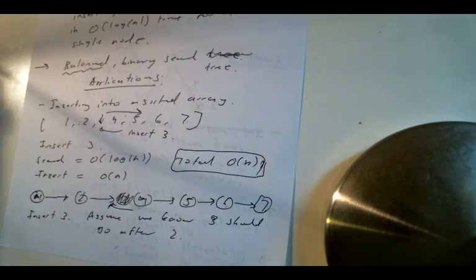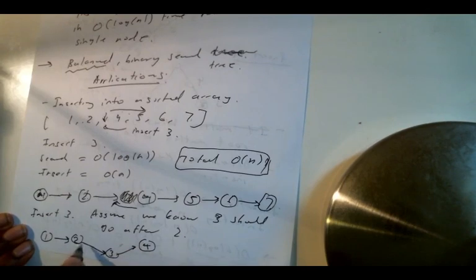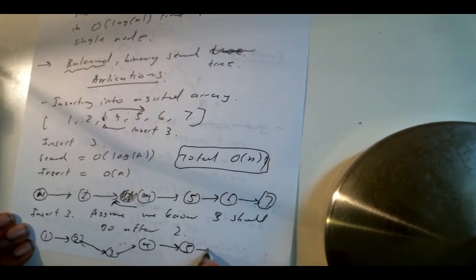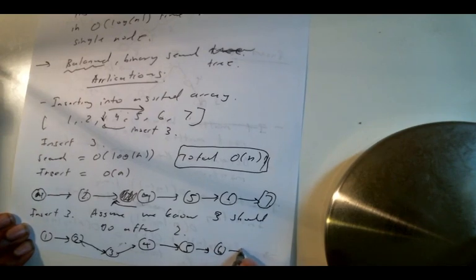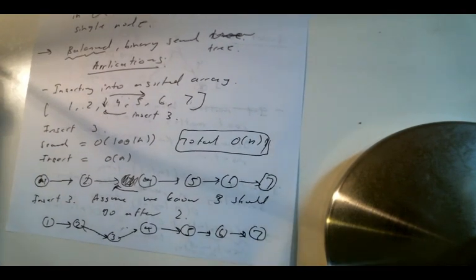So assume we know that, then all we have to do is adjust our pointers. We could have 1, 2, and then 2 points to 3, and 3 points to 4, like this. We just adjust the structure slightly and keep going: 5, 6, 7.